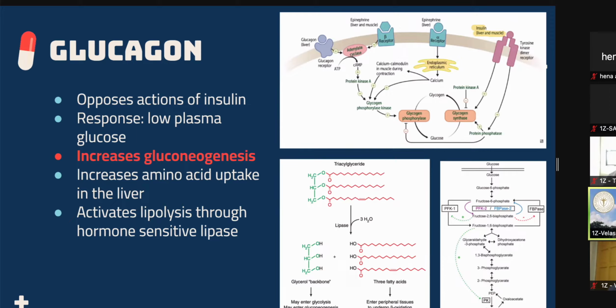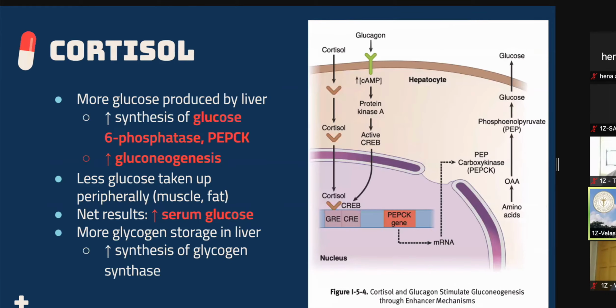So I'll be talking about glucagon and cortisol to wrap up. Glucagon, as I mentioned many times already, opposes the actions of insulin, and the response to this is low plasma glucose. If we know insulin to inhibit gluconeogenesis, as I showed you in the previous slide, glucagon in turn increases gluconeogenesis. This also increases amino acid uptake in the liver, so that's just a repeated point, and it activates lipolysis through hormone-sensitive lipase. So opposite, right, to insulin. And then finally, wrapping up with cortisol. We know cortisol to be a stress hormone.